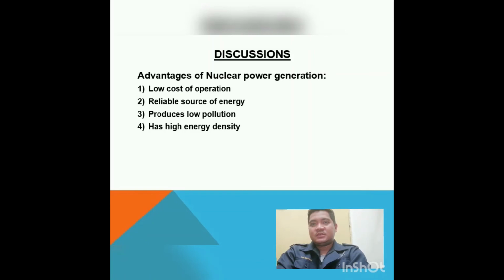External climatic influences have little effect on nuclear power facilities, which produce predictable and consistent energy production.